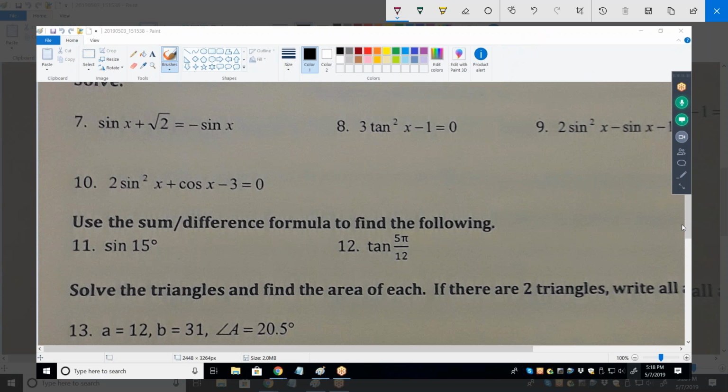Okay, so I say that that is a half angle problem because we don't have any triangles that tell us how to find sine of 15 degrees. We have a calculator, but they want you to do this without a calculator, and in fact, they want you to do it using the sum and difference formula. So let's use the sum and difference formula. What two numbers could I use that would come to 15?